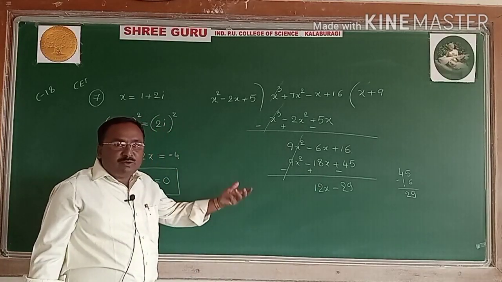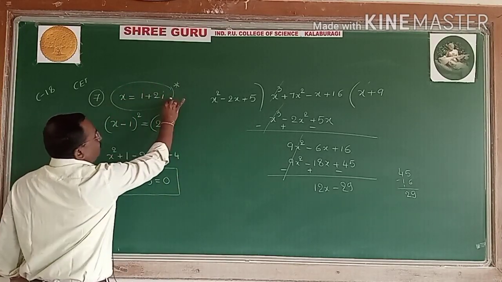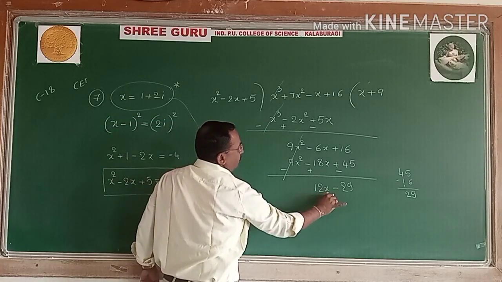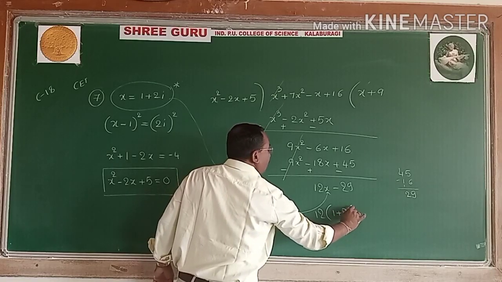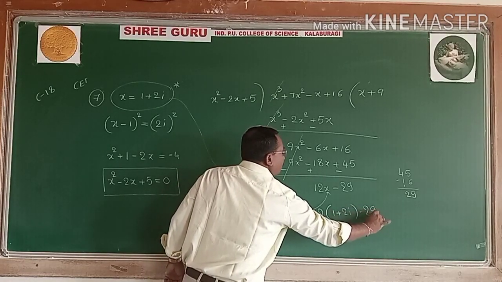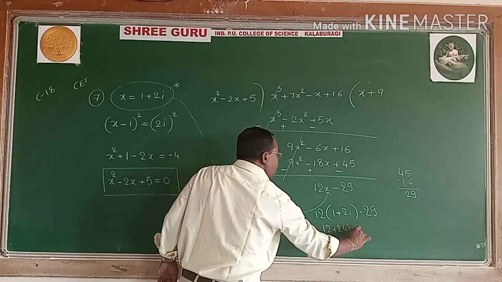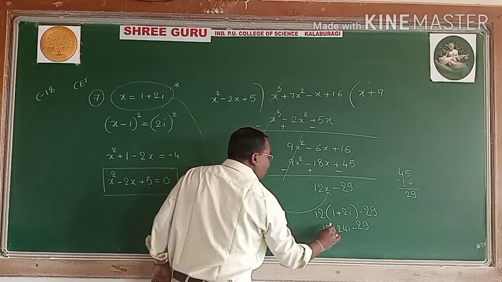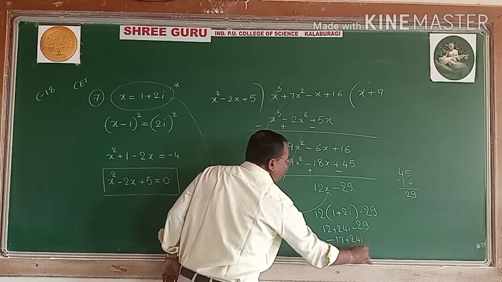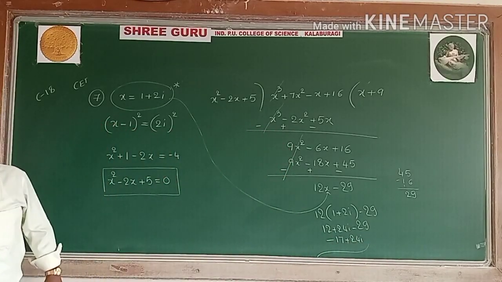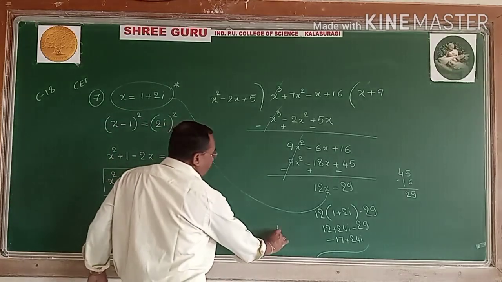Again, what is the x value? Substitute the x value here: 12 times the x value, 1 plus 2i, minus 29. That is 12 plus 24i minus 29. Minus 29 plus 12 is minus 17, plus 24i is the value. That is option B, the second option.